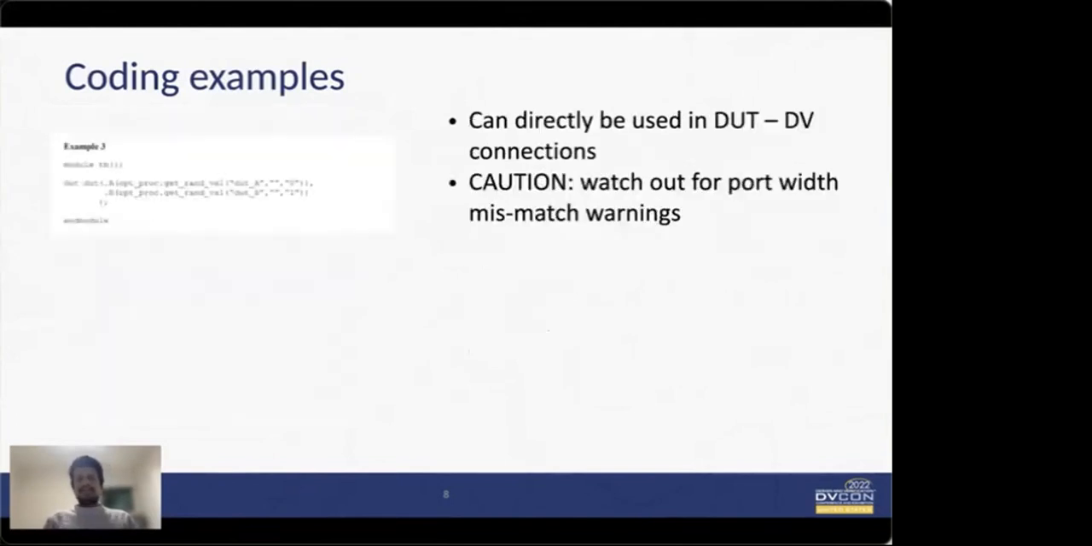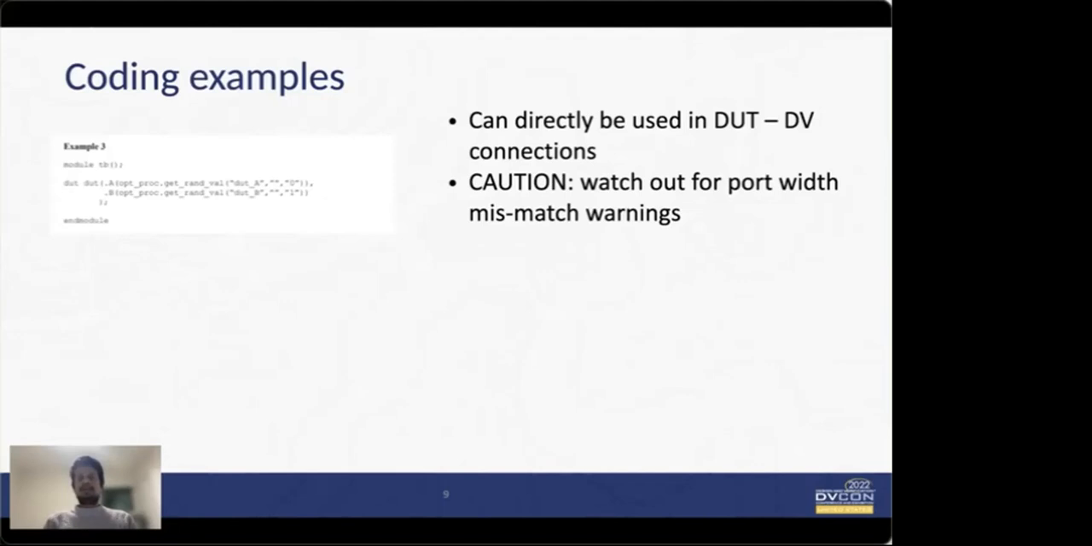The third coding example is a very minor thing, but basically you can directly invoke this in the DUT connection. Just watch out for any port bit mismatch warnings. So you might want to route it to a wire and then connect it. That's the only drawback, but otherwise you can directly use it while hooking up your DUT. And this basically makes for a good configurable DUT, right?